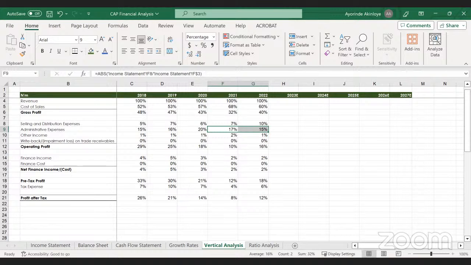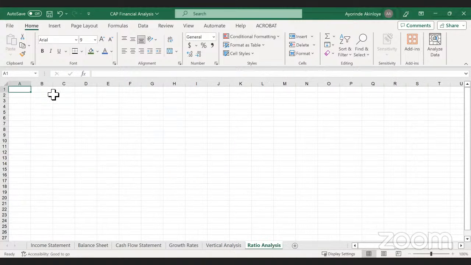Don't let me spend too much time on that. Let's go to ratio analysis. At this point, I'm sure that we understand horizontal analysis and vertical analysis. Horizontal analysis uses growth rates, either in absolute or relative terms. Vertical analysis uses common sizing. It picks an item in the income statement or in the balance sheet as the focal point and expresses every other item as a percentage of revenue, or whatever item is picked as the basis for analysis.